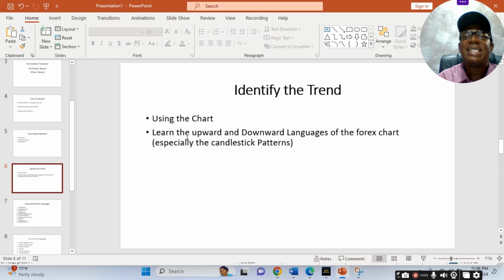But before you do that, the biggest indicator now is the language the chart speaks.